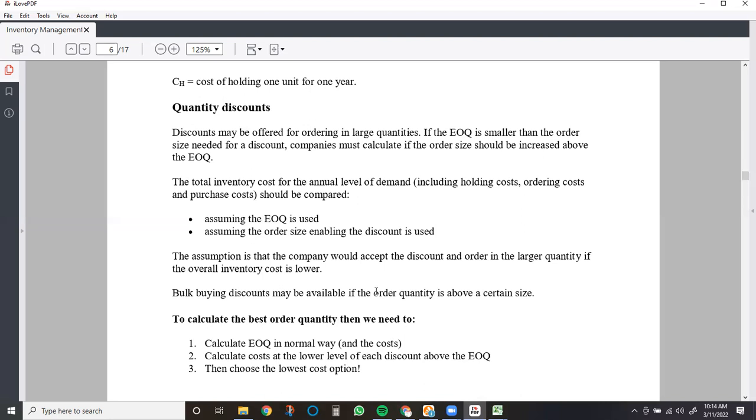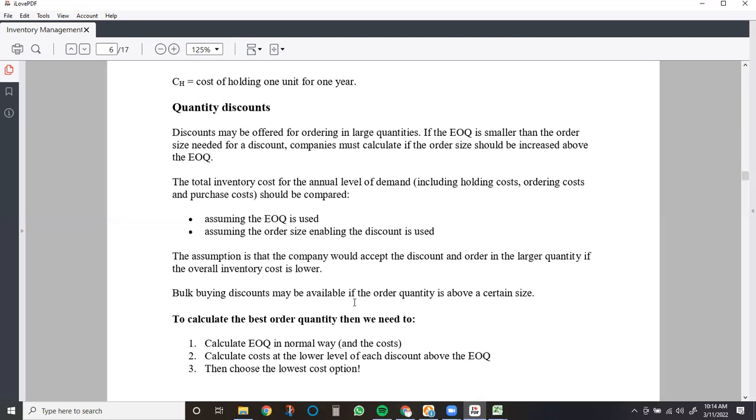See, because as I said, you've got a lower purchase price than what exists right now, but you may have a higher ordering size, which means your holding cost would tend to go up. Against that, your ordering cost may come down because you would need to place less orders for the year.